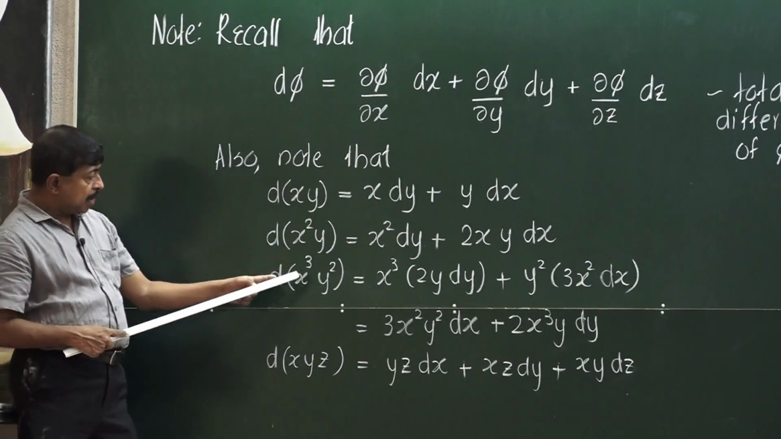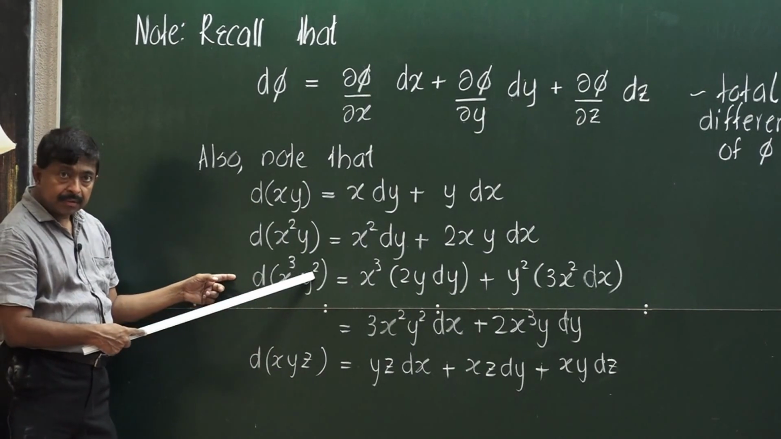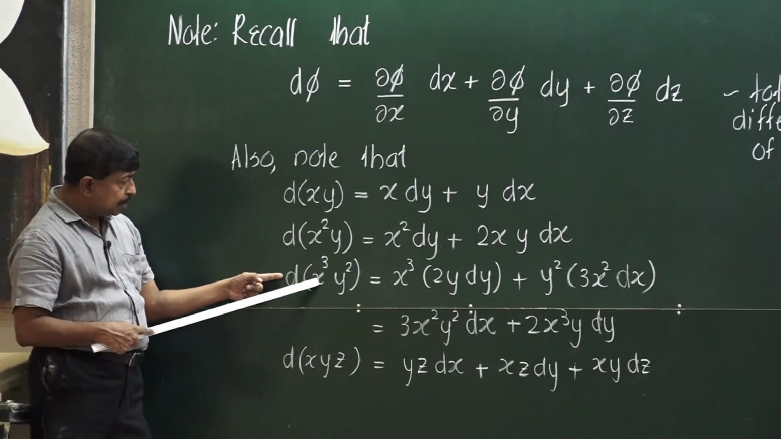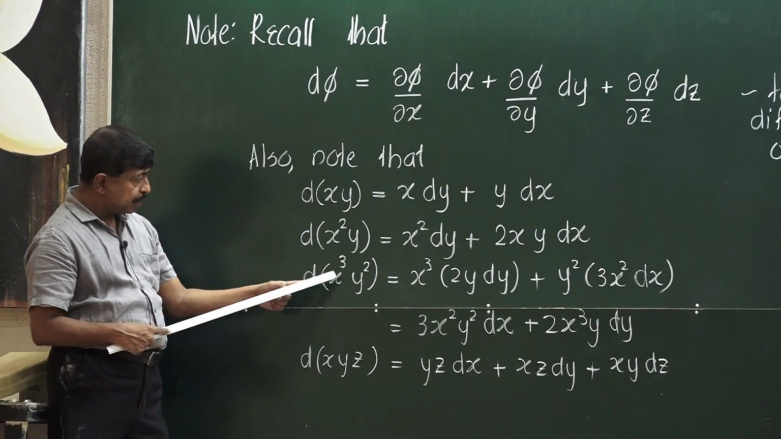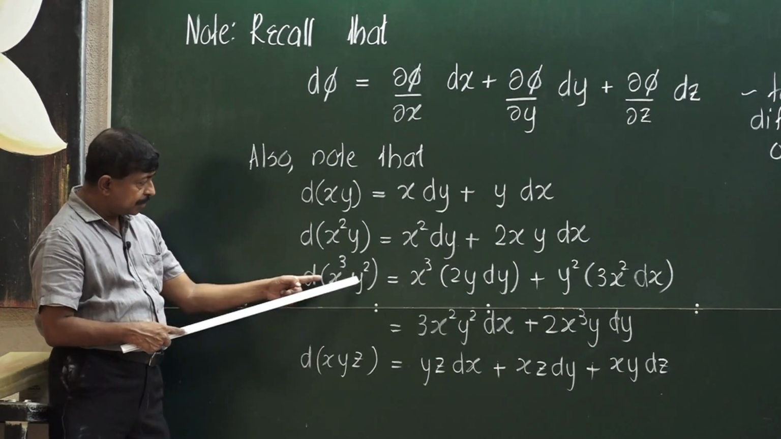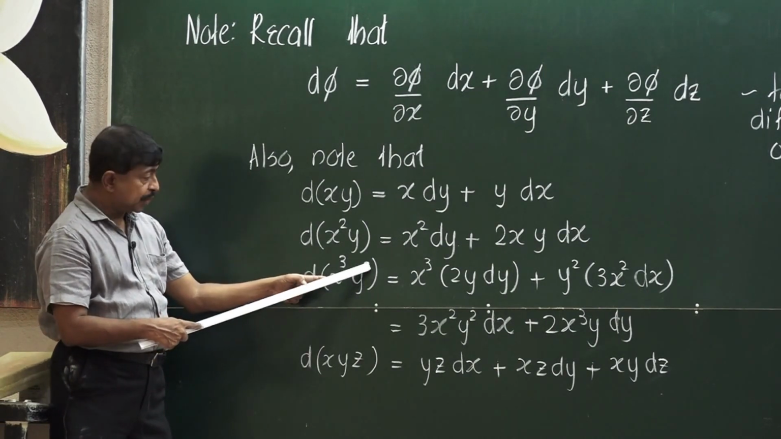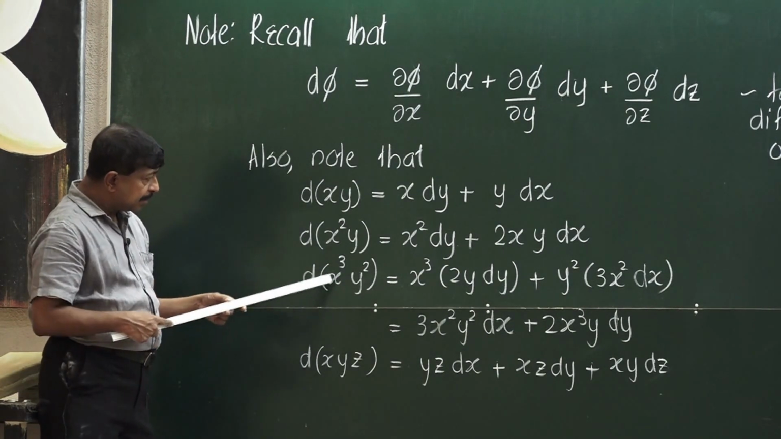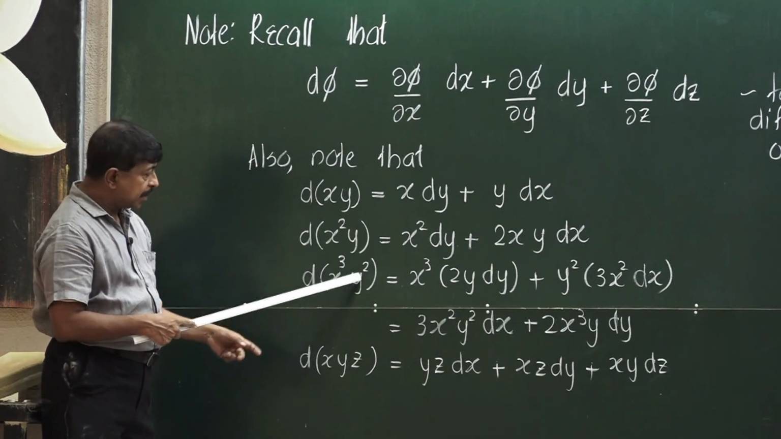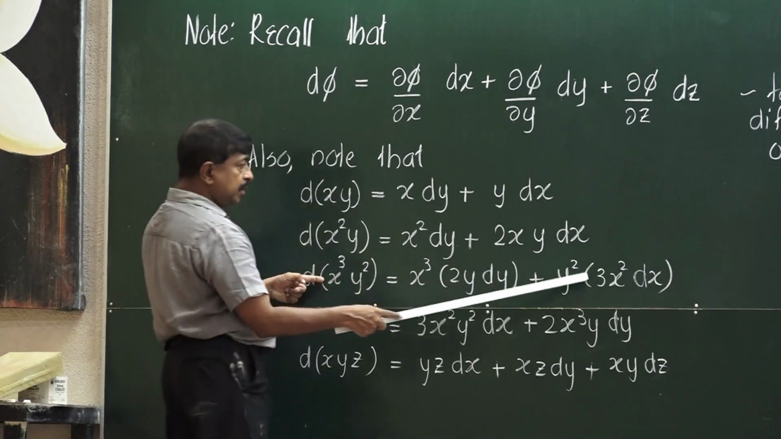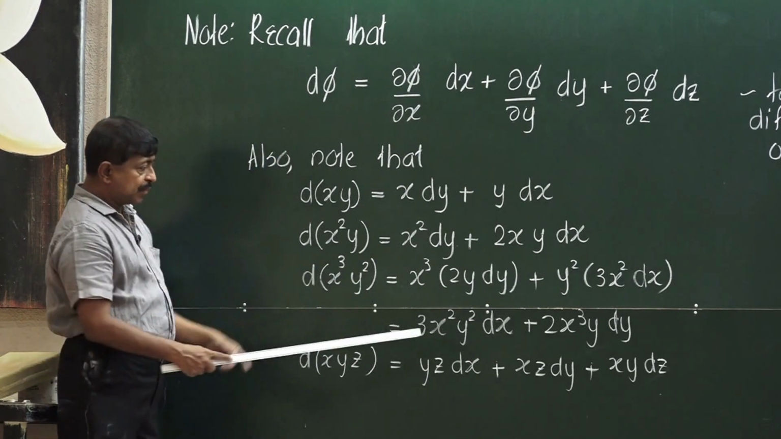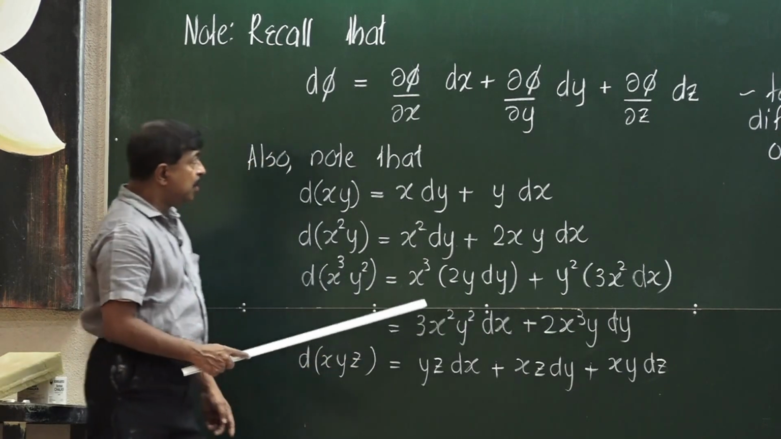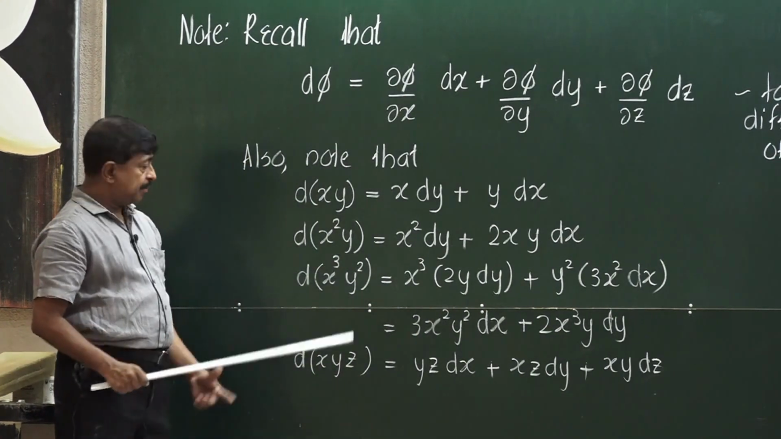Here you have again a product, therefore, you can do it like this: x cubed times the derivative of y squared, that is 2y dy, then y squared times the derivative of this, y squared times 3x squared dx. So, you can simplify this into this one, or you can do it in this way as well.